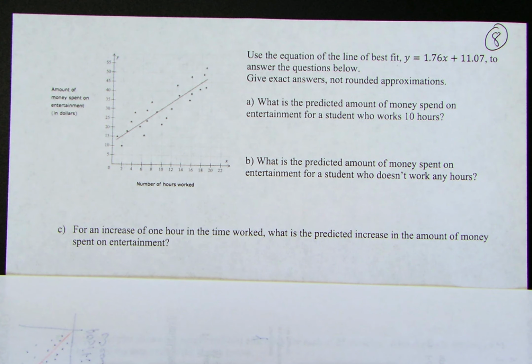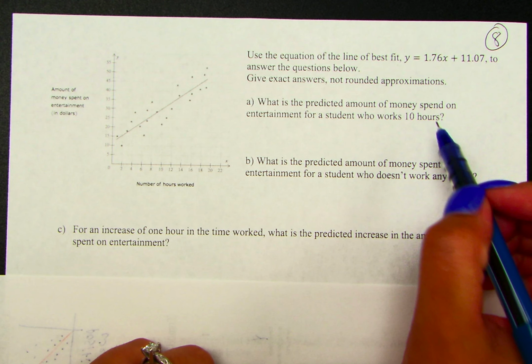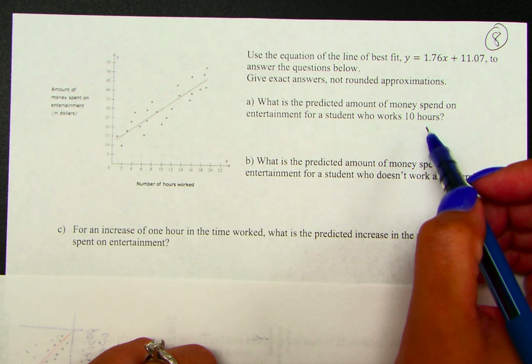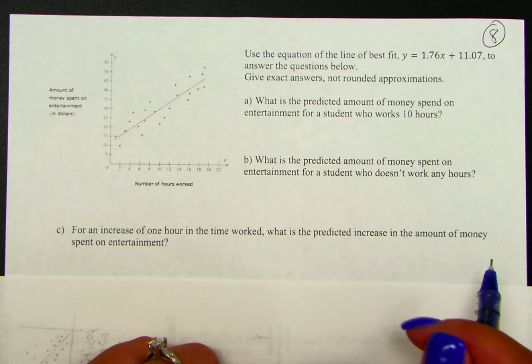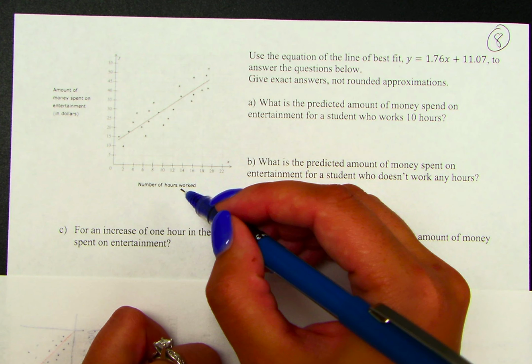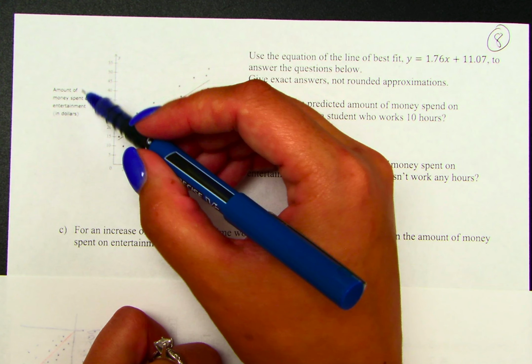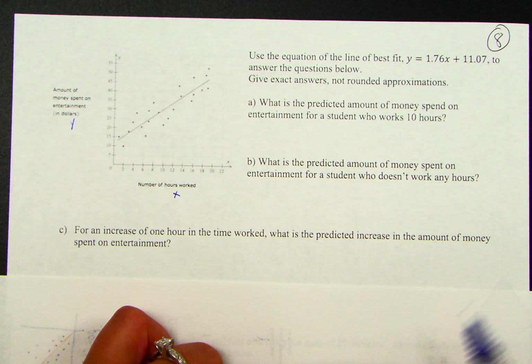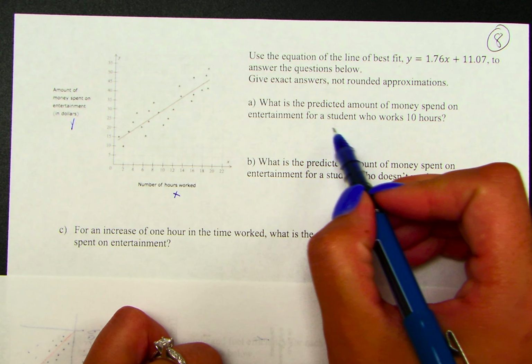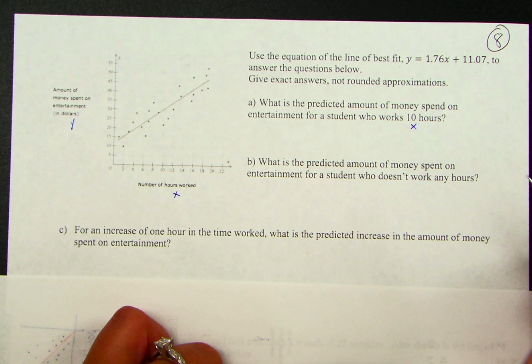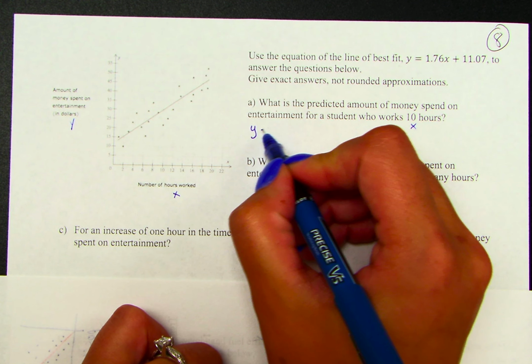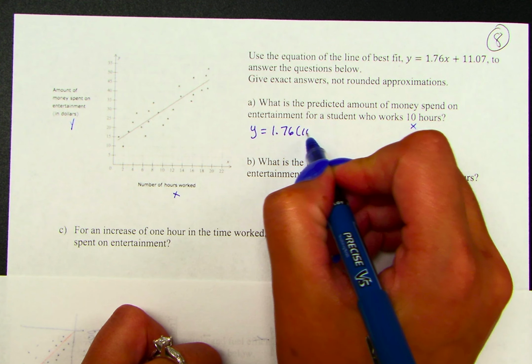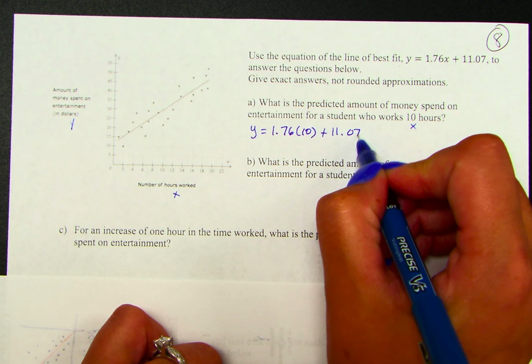All right, so looking at question A, it says, what is the predicted amount of money spent on entertainment for a student who works 10 hours? So again, that just means that I'm plugging in 10 for either the X or Y value, depending on what we are talking about. Number of hours worked is X, and money spent on entertainment is Y. So I have to plug the 10 in for the X. So this will be Y equals 1.76 times 10 plus 11.07.